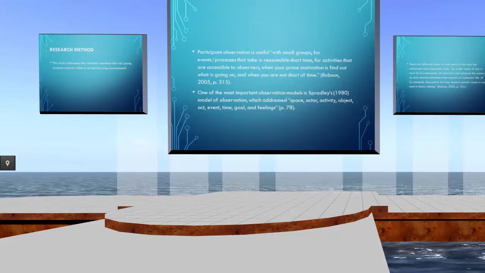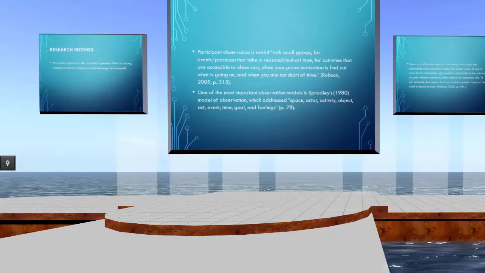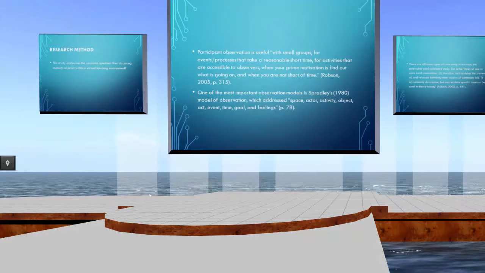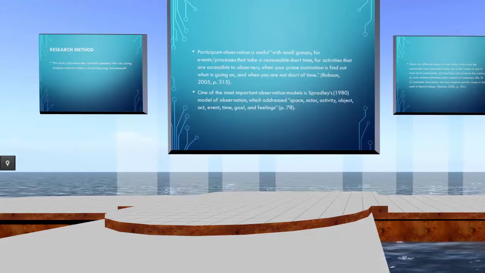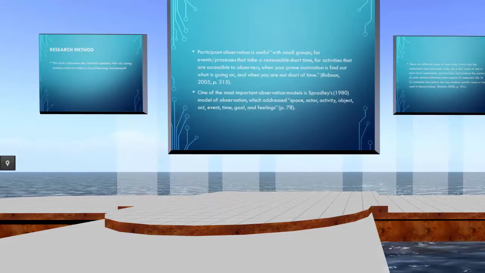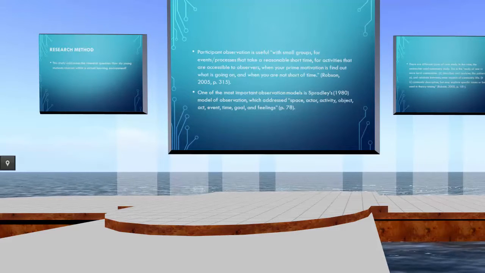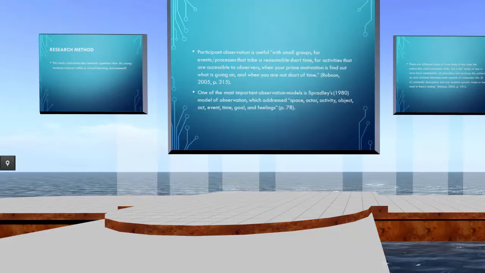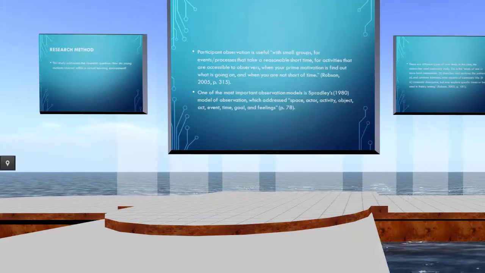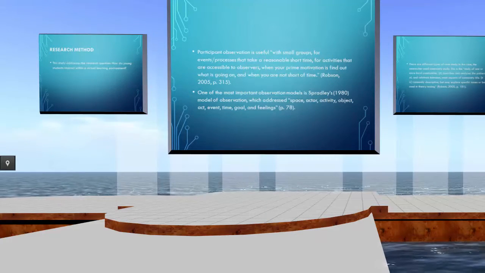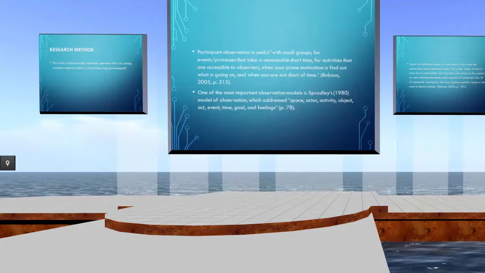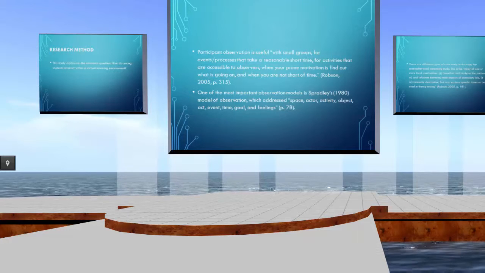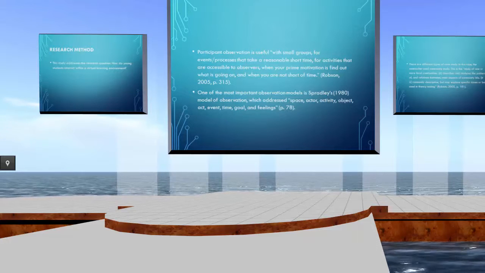Participant observation is useful with a small group, for event processes that take a reasonably short time, for activities that are accessible to observers, when your prime motivation is to find out what is going on, and when you are not short of time. One of the most important observation models is Spradley's model of observation, which addresses space, actor, activities, object, acts, events, time, goal, and feelings.